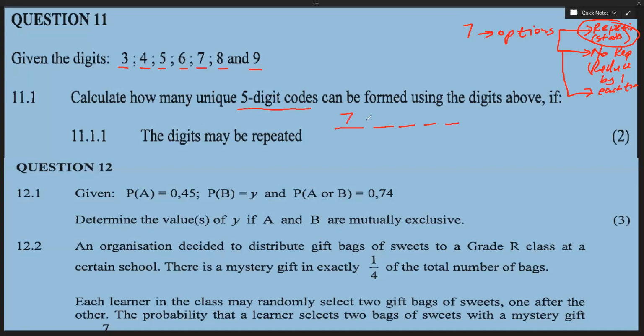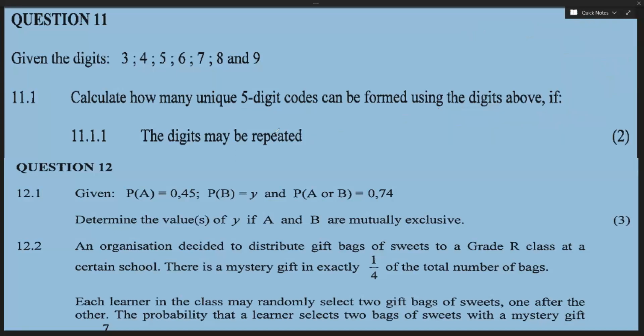So here I have 7 options to pick, 7 options to pick, 7 options to pick, 7 options to pick, 7. Then you multiply that, which is basically 7 to the power of 5, right? When we press it on a calculator, it's going to simplify to 16807. Then that's finito. Okay, awesome. So we're going to go to question 12 now.